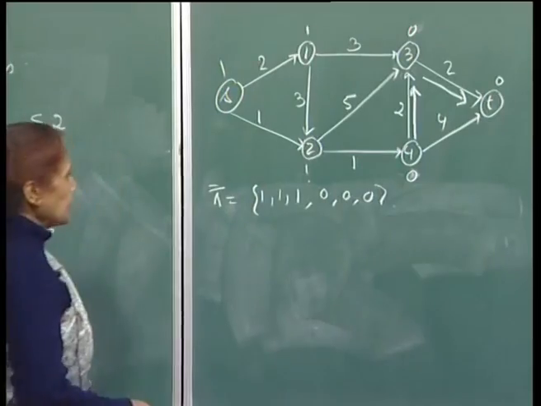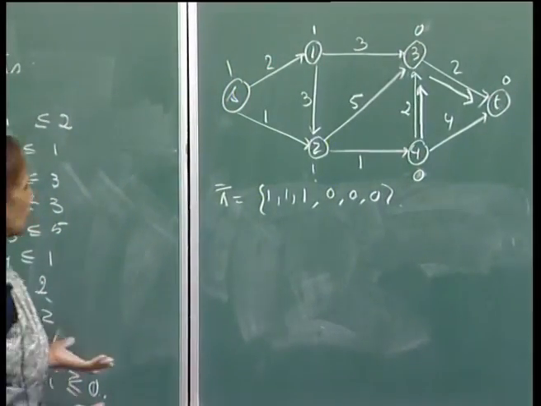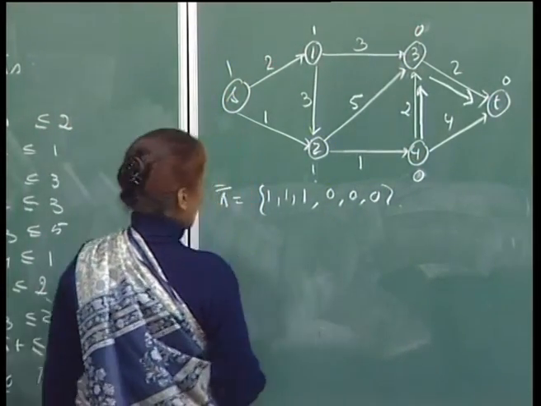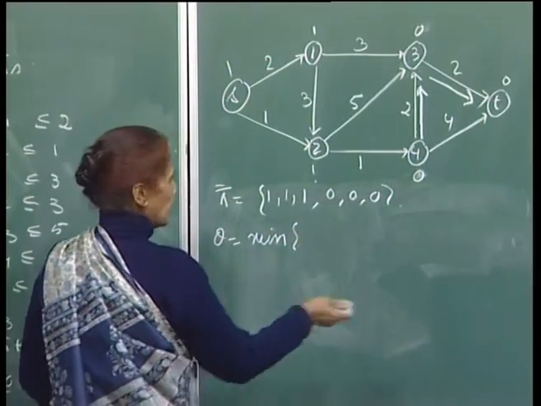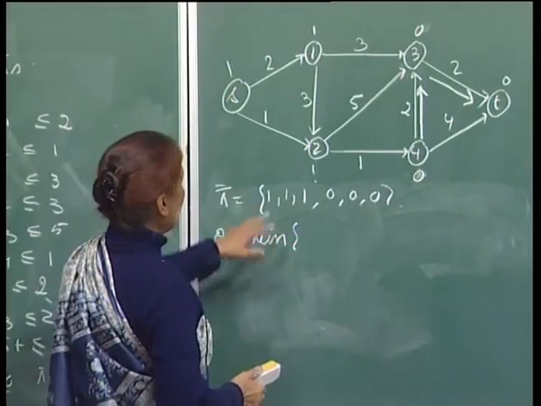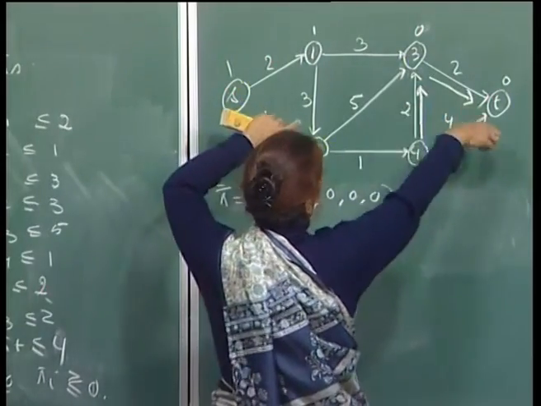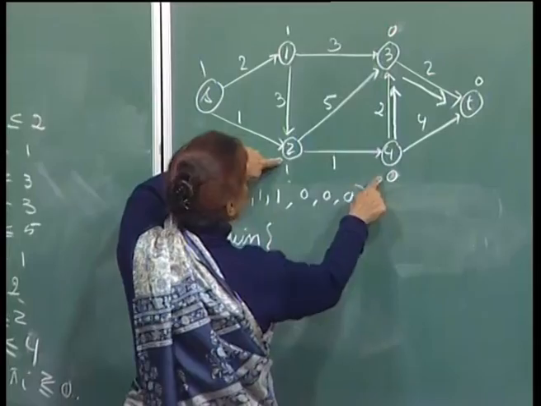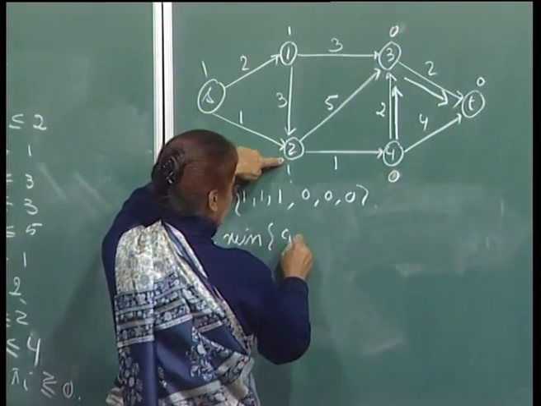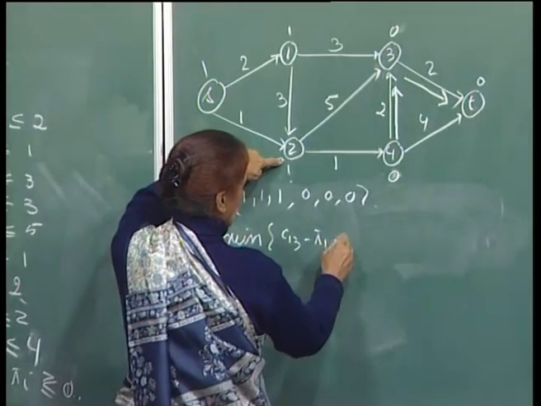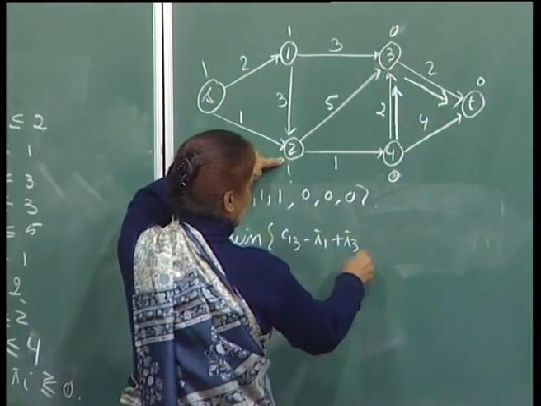This is your restricted dual solution, and we need to compute theta. So, what will be theta now? I am writing all the steps so that it becomes very clear, and then we will streamline the algorithm. So, minimization, now this is all 0. Here you can start from there, this will be 1 3. So, write C 1 3 minus pi 1 plus pi 3.